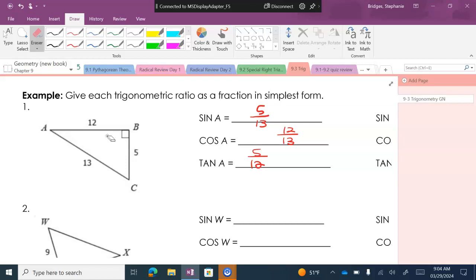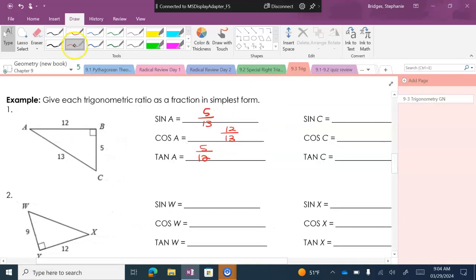All right, are we ready? So for C, what is the ratio of the sine of C here? 12 over 13, yes. Okay, remember here's C, opposite over hypotenuse. The hypotenuse doesn't change, right? The hypotenuse is the same no matter which angle we're looking at.